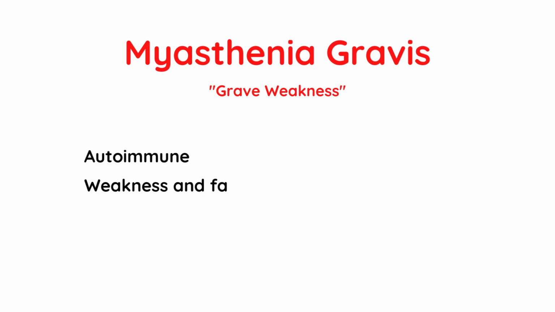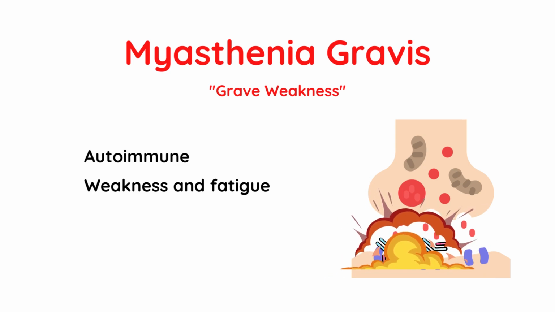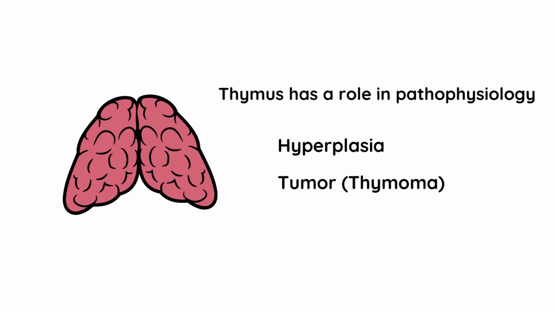The most common disease of the neuromuscular junction is myasthenia gravis, which literally means grave weakness. Myasthenia gravis is simply an autoimmune disease characterized by weakness and fatigue. The main cause of this weakness is autoantibodies against postsynaptic acetylcholine receptors. These antibodies activate the complement-mediated process that causes destruction of the receptors. The thymus has a role in this process as a possible source of antigen. In these patients, we see thymus abnormalities such as hyperplasia or tumors like thymomas.